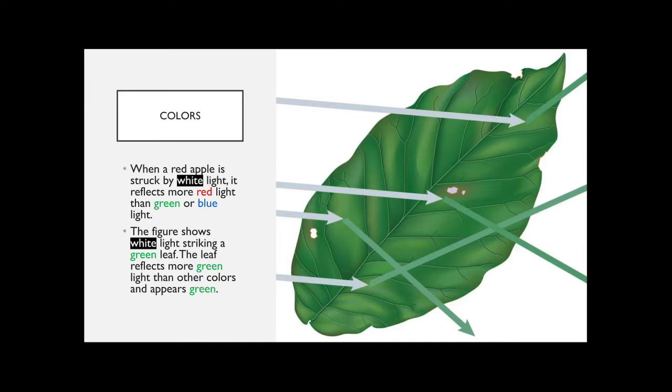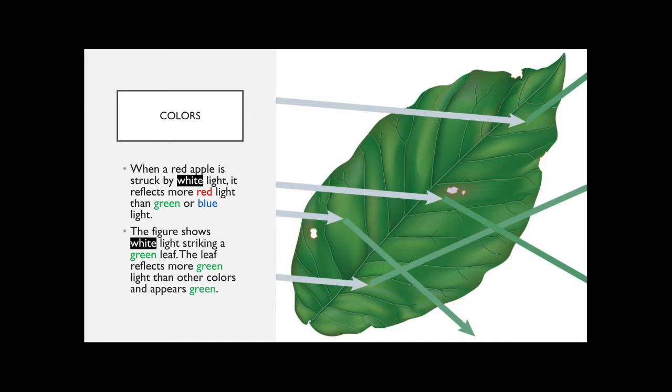When you have white light that hits an apple, the reason that apple is red is because more of the red light is being reflected than any of the other lights like green or blue. Therefore, those get absorbed, and the light that gets mostly reflected is the red, and that's why we see the apple as red.